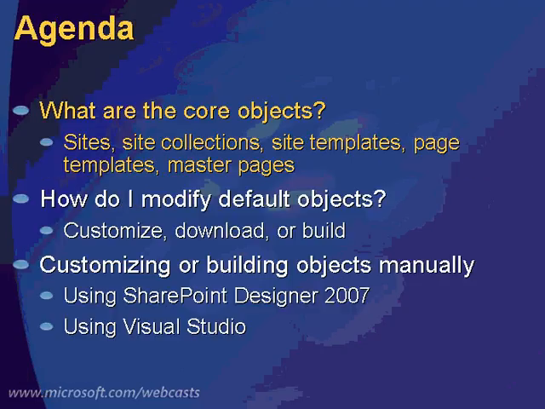Okay, in terms of an agenda, we're going to look specifically at the core objects, and we're going to tour around the portal a little bit and understand what you get out of the box. We're going to look at sites, site collections, site templates, page templates, and master pages, so that you can understand what's there, what you can build inside, what you can customize, and what you can use as a starting point before you crack open some of the development environments. Once we do that, we're then going to go into the modifications.